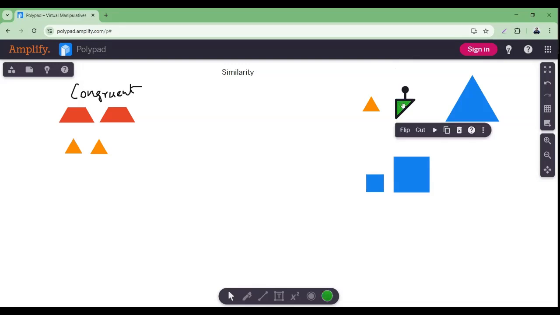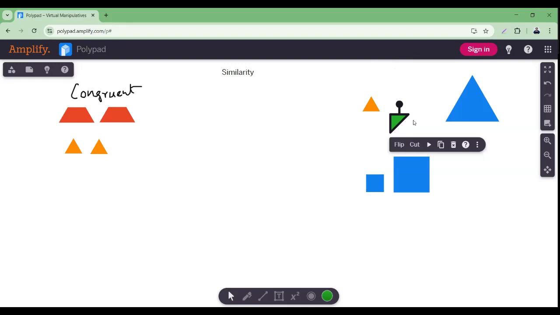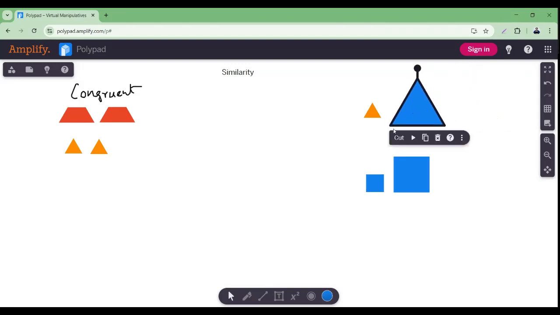Now this one, is it matching with anything in shape or size? No, it's not matching with anything. So let's remove that also. Now look at this and this. What is happening? They're looking similar. They look like the same triangle, but something about it is not the same. What is it? The size is not the same, right?